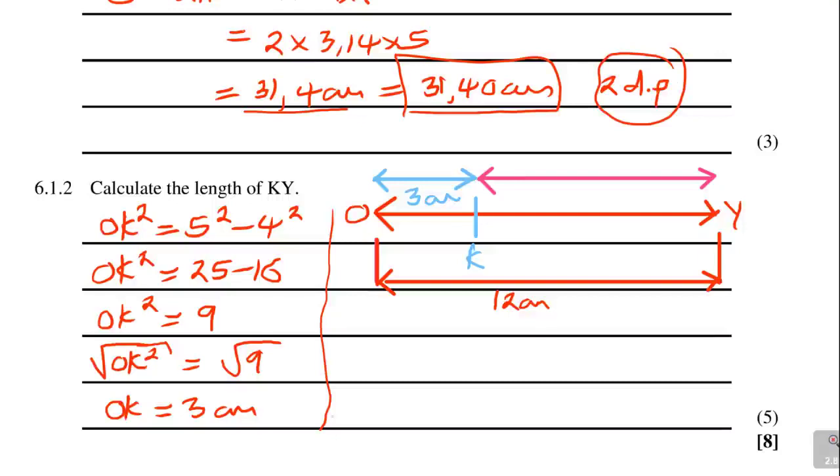So here I know that I have to have 9 centimeters, because 9 plus 3 is 12. But now I need to write it like this. KY is equal to 12 centimeters minus 3 centimeters, which is equal to 9 centimeters. Then you finalize, and that's the final answer.